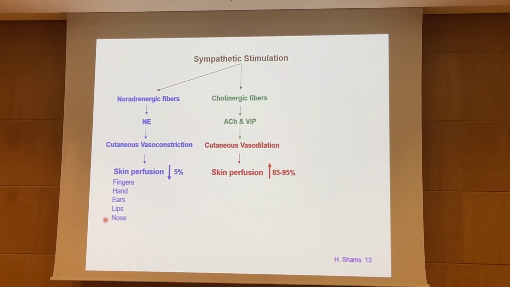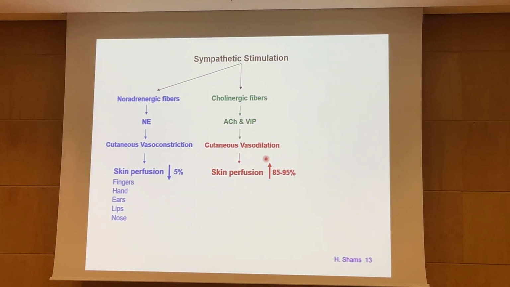And if you are exposed to warm weather, then you must have vasodilation. And that is also done by sympathetic fibers, but they are acetylcholine and VIP containing fibers. The transmitters are acetylcholine and VIP, and they cause cutaneous vasodilation. And that increases the blood perfusion to skin to 95% or something like that.